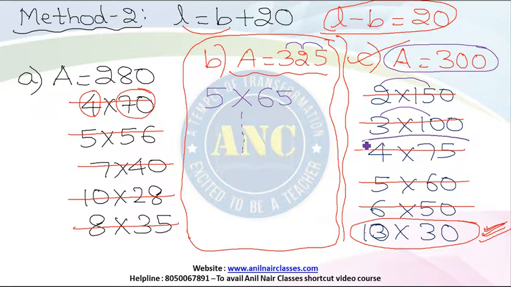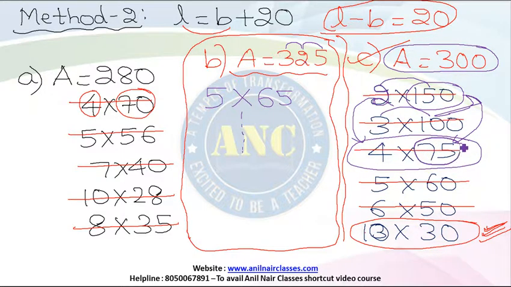Sir, how did you write 4 into 75 a little fast? I doubled this 2, it became 4. When I double one of the values, I should halve the other value. 150 half is 75. Sir, similarly, can I also write 8 into something? 75, I should halve it. Half of 75 will be a decimal, so don't worry about it. Like that, you can easily write for 300.